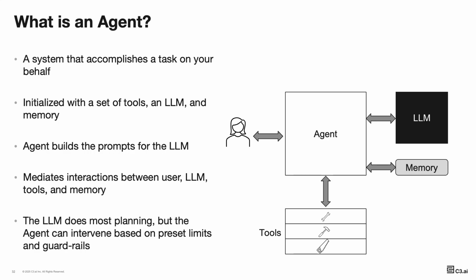So then we basically initialize our agent with the LLM, memory, and tools. The agent then will build prompts for the LLM, and it basically mediates all the interactions between these places. As an example, the agent may send an initial prompt, and the LLM may come back and say, call this tool for me, here's the parameters. So the agent then will call the tool, and then take that response and pass it back to the LLM, and ask the LLM for the next thing to do. And so that's kind of the main loop of most agents. And so it's really acting as a mediator here.